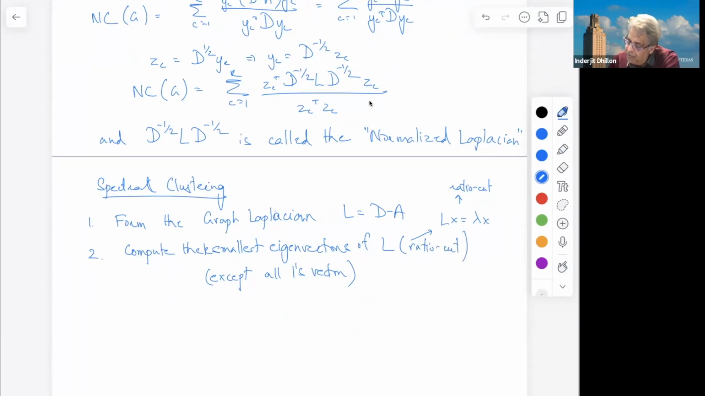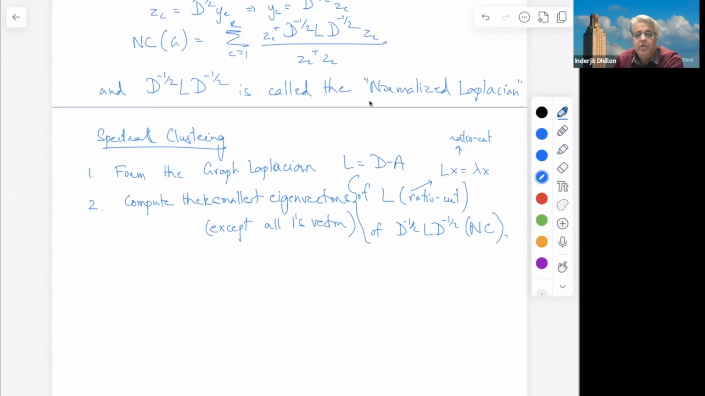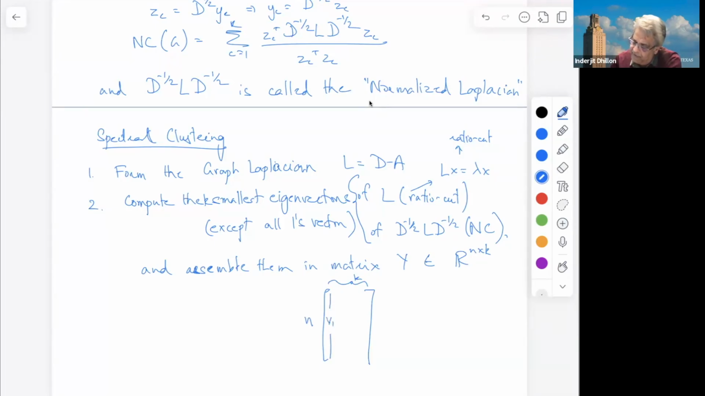And if you're trying to do normalized cut, you use D to the minus half L D to the minus half, because that corresponds to Lx equal to lambda Dx. Once you compute the smallest eigenvectors, you assemble them in matrix Y. Remember that this matrix is now going to be n by k, where k is the number of clusters, and each column is an eigenvector: the second smallest eigenvector, the third smallest, and the kth smallest.